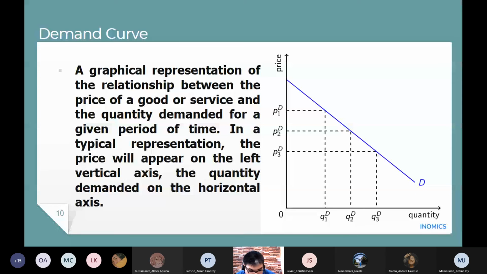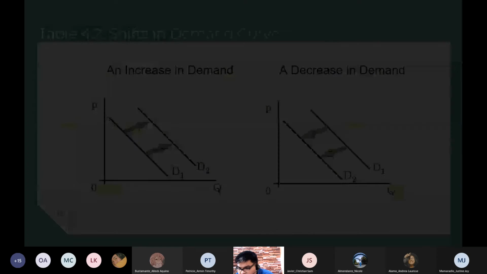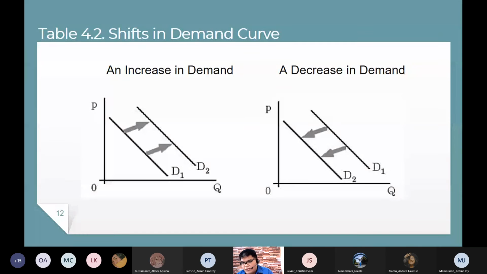Wala. Meron ako nito. Wait lang. Ayan. Sorry. Mali yung sequence ko. So this is the shifts in the demand curve. So pag papuntang to the right, it's an increase in demand. Dumadami. Whereas kung bumawas, shifts to the left, then it is a decrease in demand.